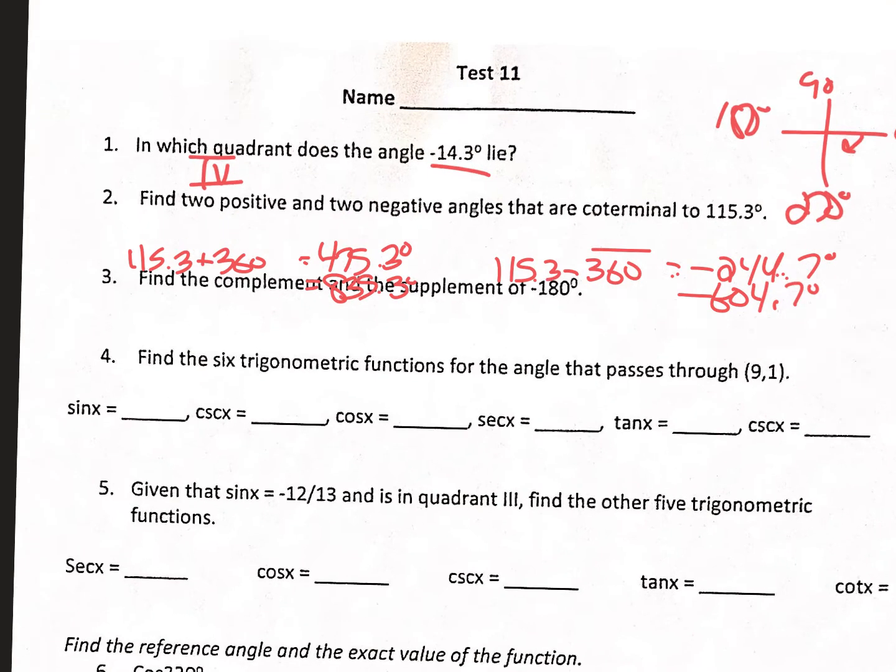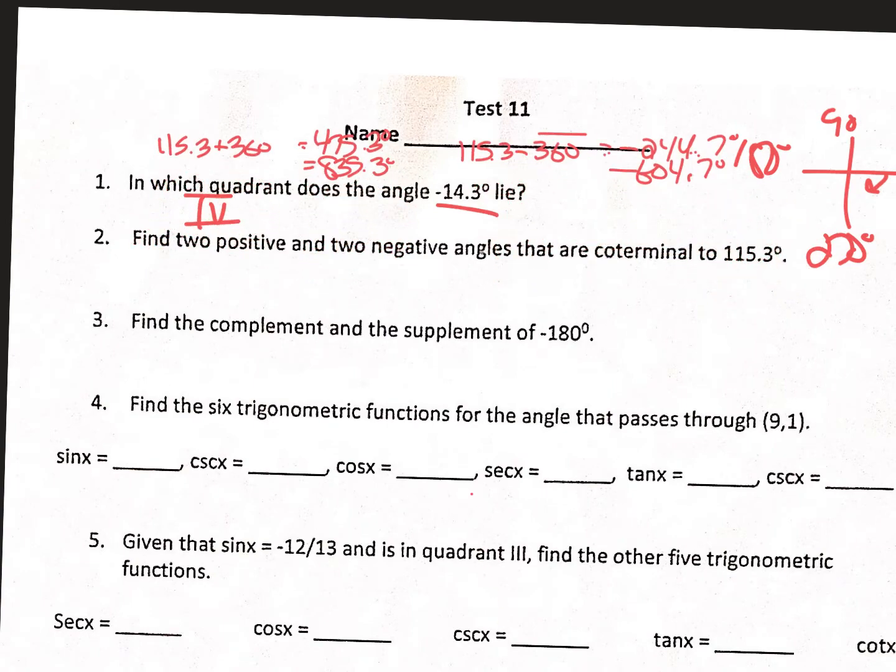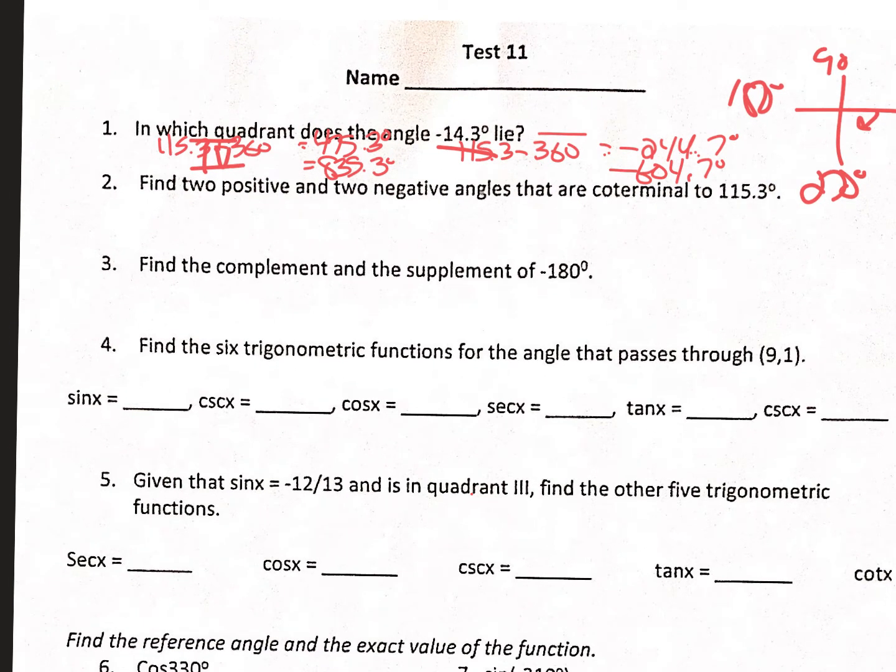All right, then it says complement and supplement of negative 180. To find the complement, you're going to subtract it from 90 because the complements have to add to 90. So if I do 90 minus negative 180, this is crazy, but the complement is 270 degrees. Supplement, you subtract it from 180, and I'll get 360 degrees.